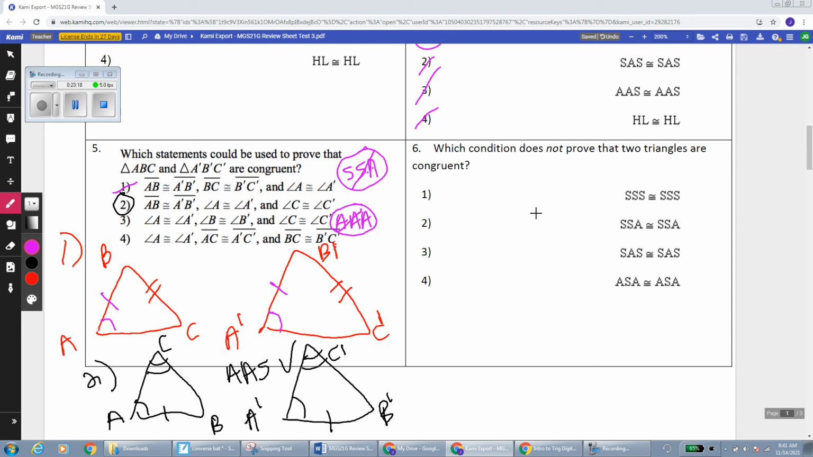Which condition does not prove that 2 triangles are congruent? We just talked all about this. SSA, if you read it backwards, it is ASS, which is not a word that you want to be putting on your geometry test.